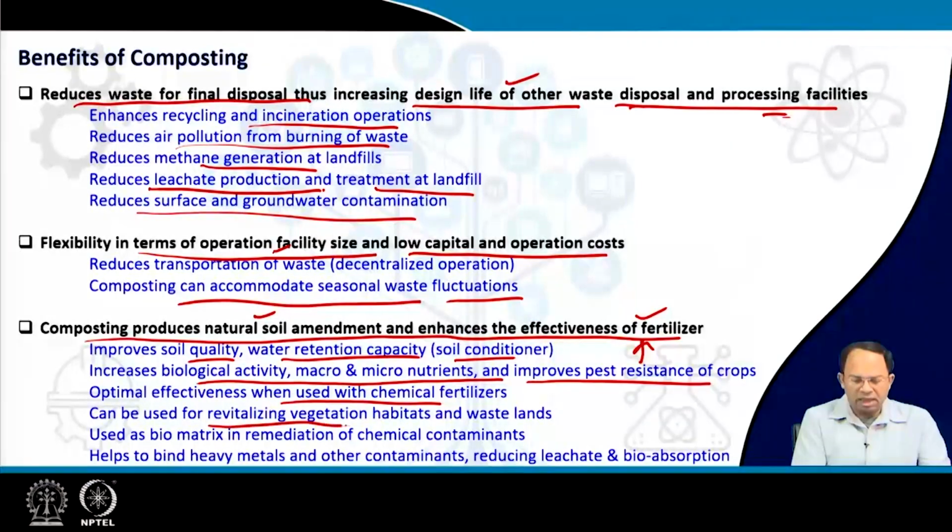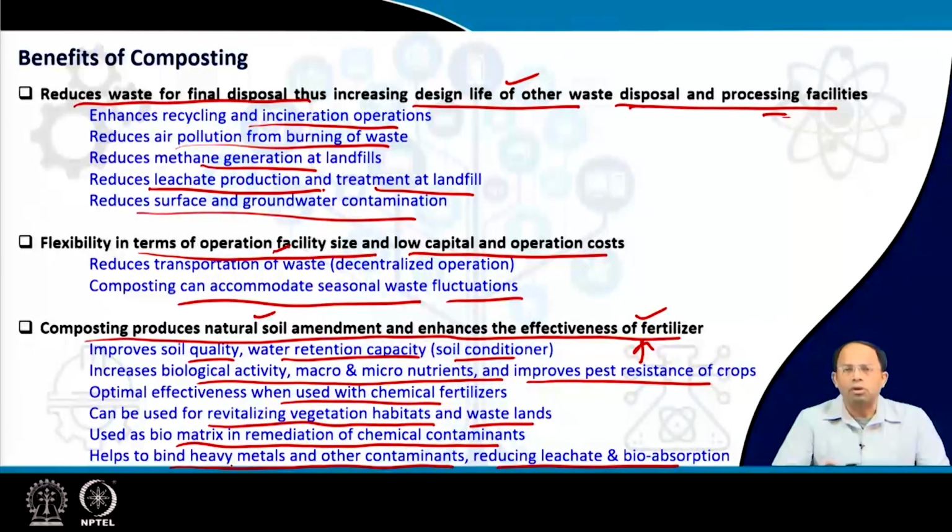It can be used for revitalizing vegetation habitats and wastelands. In some waste areas in and around urban areas, we can mix compost into the soil, which will facilitate growth of vegetation and plants and make those areas more aesthetically pleasing. It can also be used as a biomatrix in remediation of chemical contaminants. In case there are chemical contaminants in soil, we can use compost to reduce them. It helps bind heavy metals and other contaminants, reducing leachate and bioabsorption.